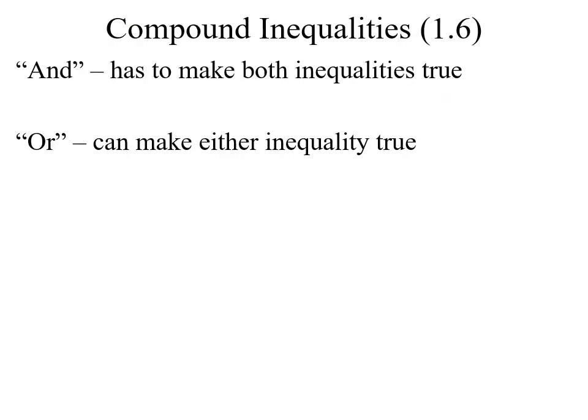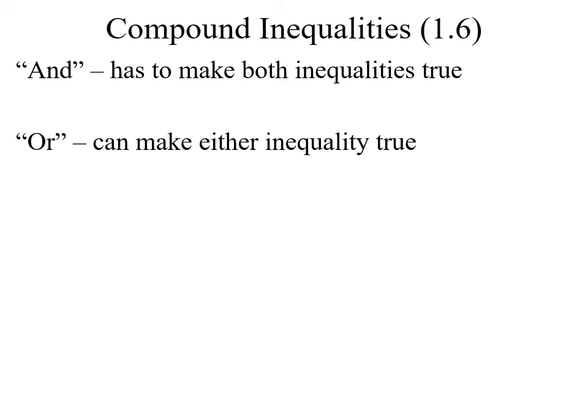So speaking of compound inequalities, a compound inequality is where you have multiple inequalities in one problem. There are 2 types. There's the AND compound inequality, which has to make both inequalities true. And there's the OR compound inequality, where one or the other one could be true. They don't both have to be true.